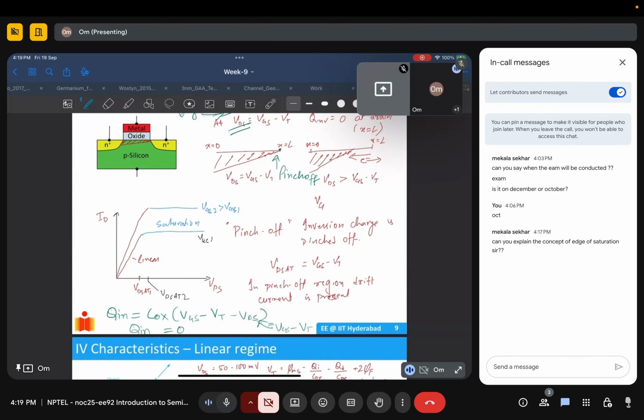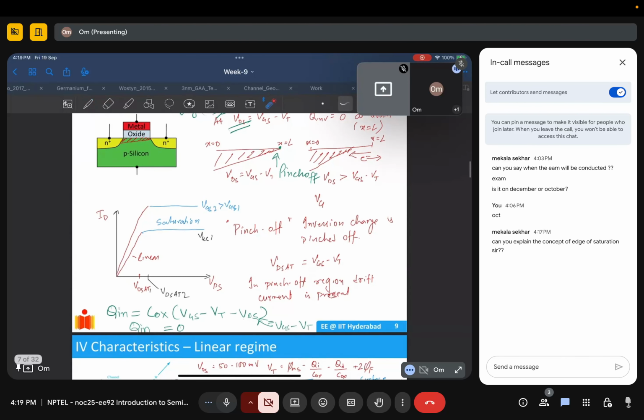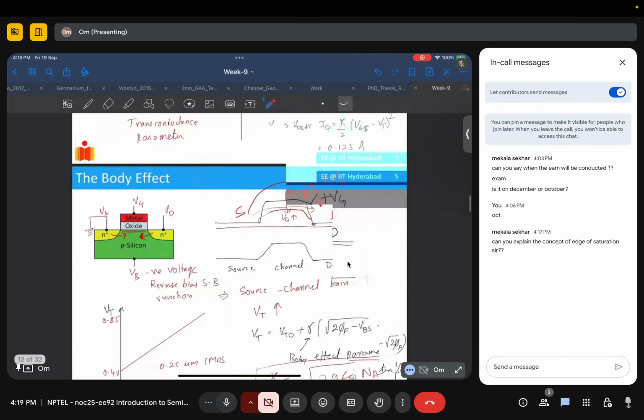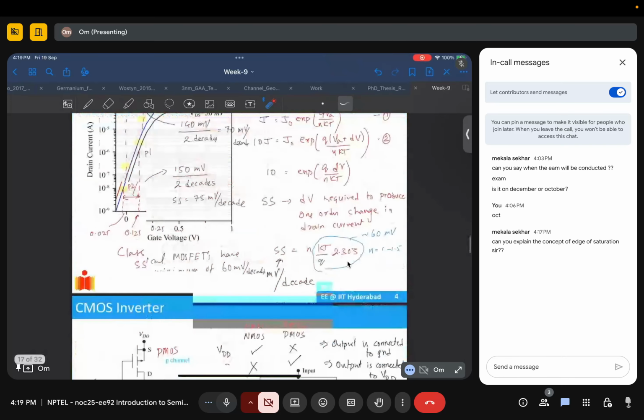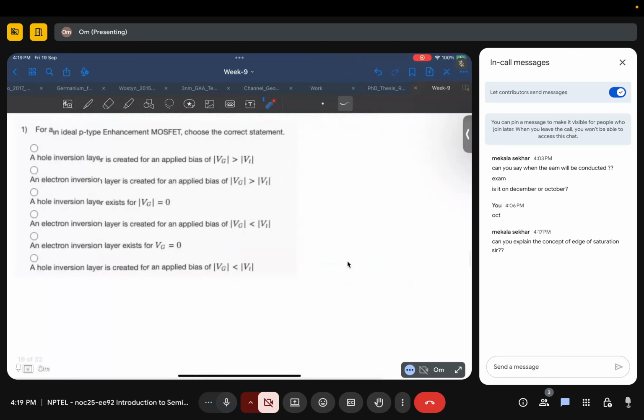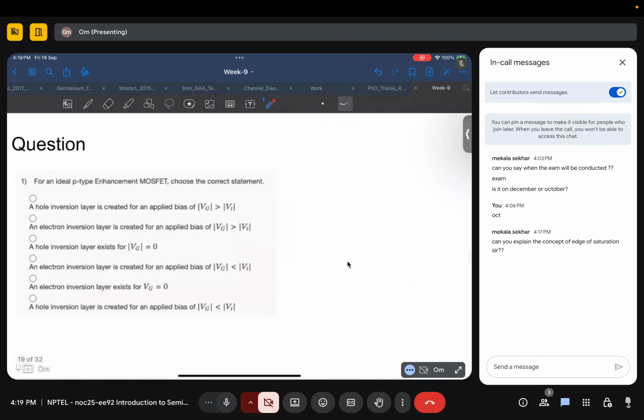Now, since this charge is becoming zero, your current saturates like this. Is this clear? Okay. So please attempt this question.